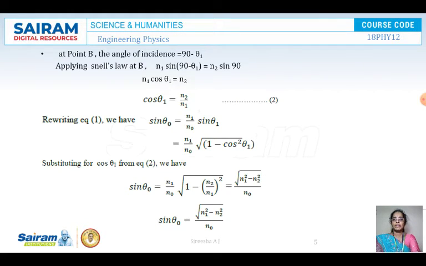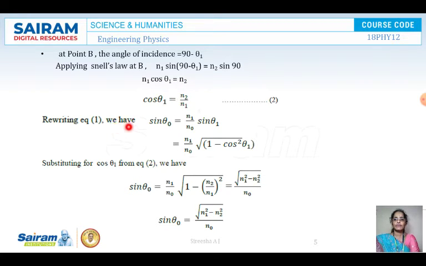Next, at point B, the angle of incidence is 90 minus theta 1. So what is happening here by Snell's law? Applying Snell's law at B, n1 sin(90 minus theta 1) is equal to n2 sin 90. Sin(90 minus theta 1) is nothing but cos theta 1. So n1 cos theta 1 is equal to n2, since sin 90 is 1. So cos theta 1 is equal to n2 by n1.